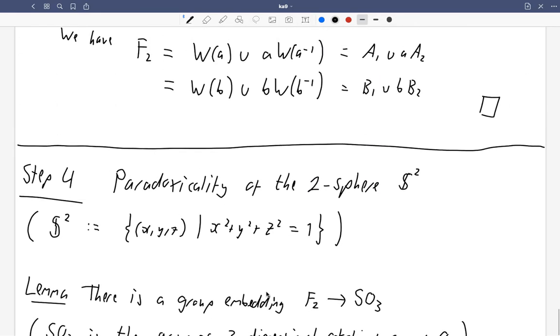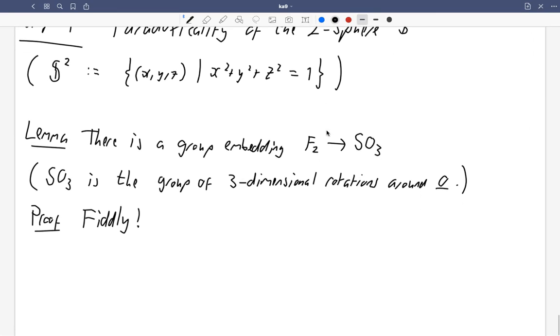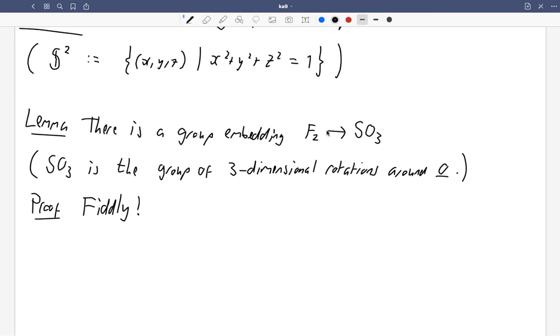Because you're essentially saying if you have a non-reduced word here, you can never form the identity element. And that's because you're combining lots of irrational rotations going in different directions, and it's not surprising that doing that you can't ever get back the identity element. Right, I've said, I think, enough about that. So what we want to do now is use this fact to transfer the paradoxicality of F2 to the paradoxicality of the sphere.